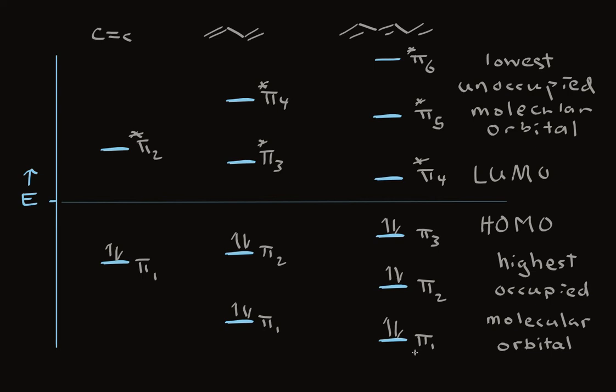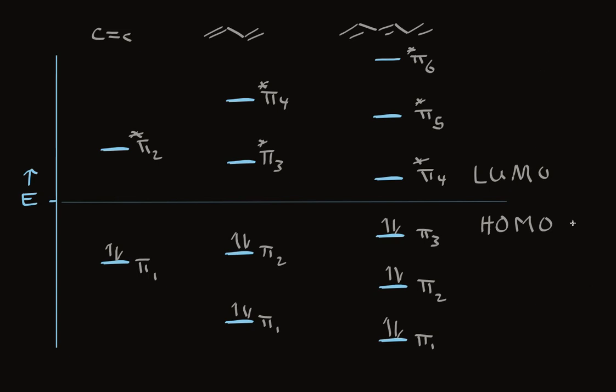I told you that one of the flaws of our overlapping atomic p orbital theory for pi bonds is the inability to explain why conjugated pi bonds are more stable. And here it is. MO theory makes it very clear. And finally, there was one other failure that we have to address, and that is the inability to understand why alkenes absorb UV and visible light.